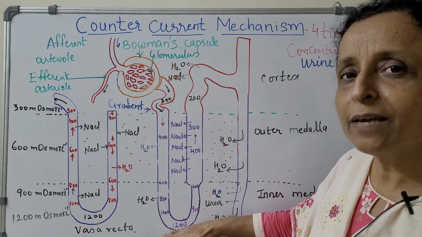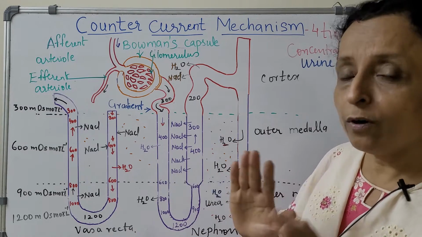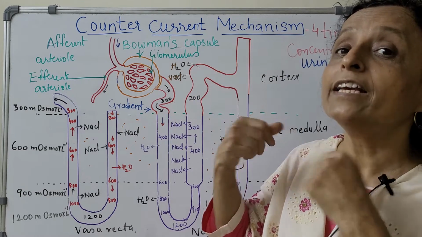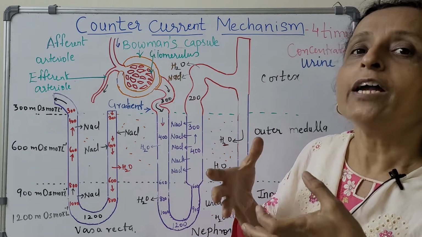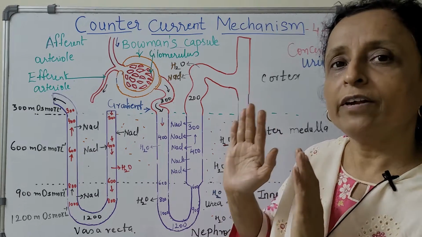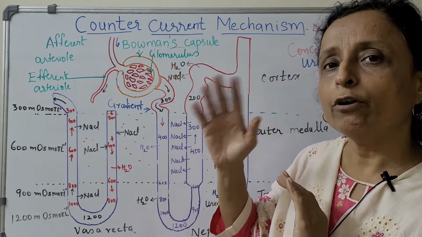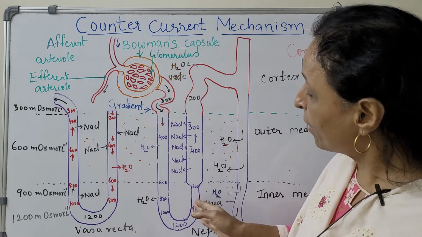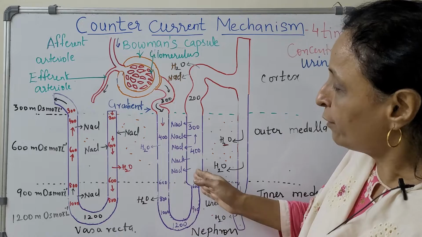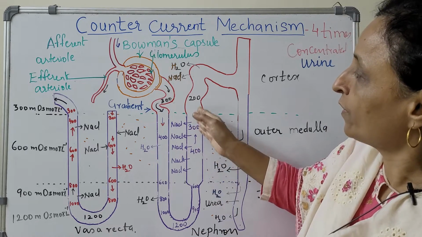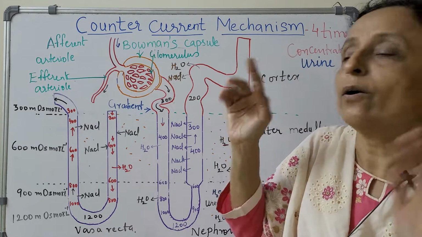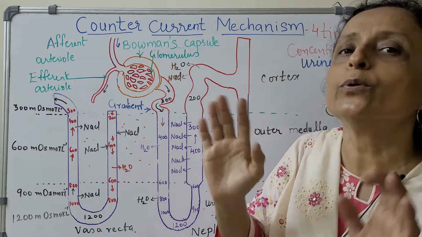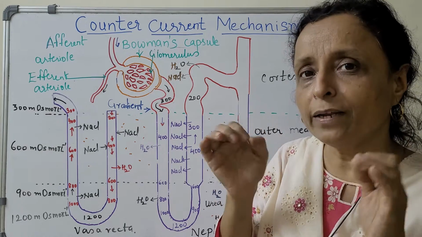Concentration had taken place up till this region. Now the solvent is not going out, the solute, NaCl, is going out. So now it will become dilute. Solvent will remain as it is, solute goes out, so it becomes dilute. As it goes up, 1200 to 900 to 600 to 400 to 300 to 200. Now it has reached the distal convoluted tubule. It will be 200 milliosmol.